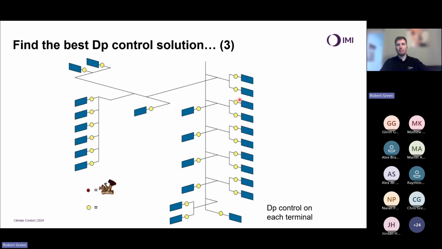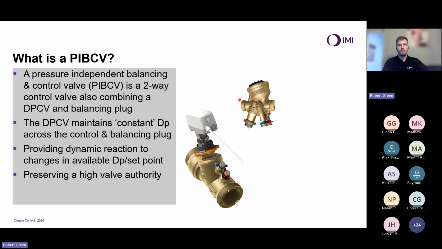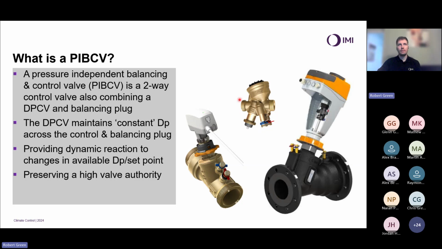So, talking of pressure independent control valves, let's introduce the pressure independent control valve itself. The PIBCV, pressure independent balancing and control valve. What it is a 2-way control valve, which is also combining a differential pressure and a balancing plug. Now, often the balancing plug and control plug are one and the same, but we need to differentiate that it is able to both balance and control, i.e. with a pressure independent control valve, you still need to set it up. You can't just fit and forget.